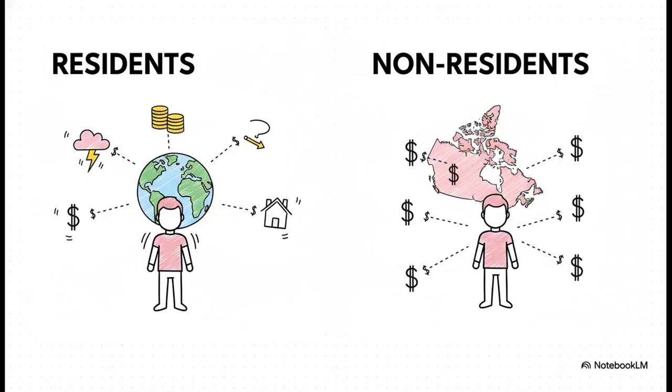And this is why that distinction matters so much. If you're a resident of Canada, you are taxed on your worldwide income. Let that sink in. Worldwide. That means income from a job in Canada, rent from a property in France, interest from a bank account in Japan. It all gets reported here. But if you're a non-resident, the rules are totally different. You're only taxed on income you earn from Canadian sources. So as you can see, the scope is just worlds apart.